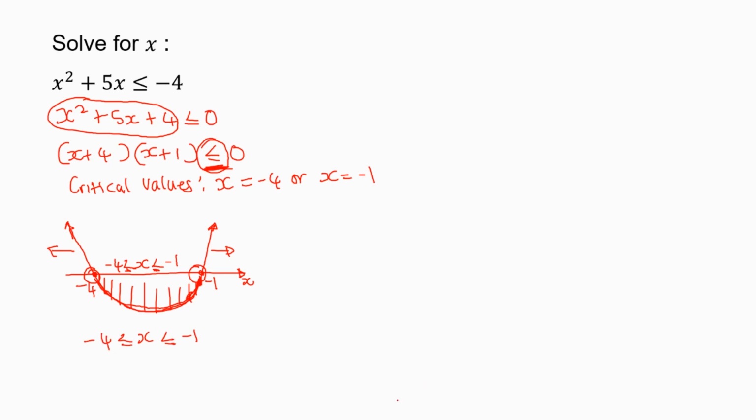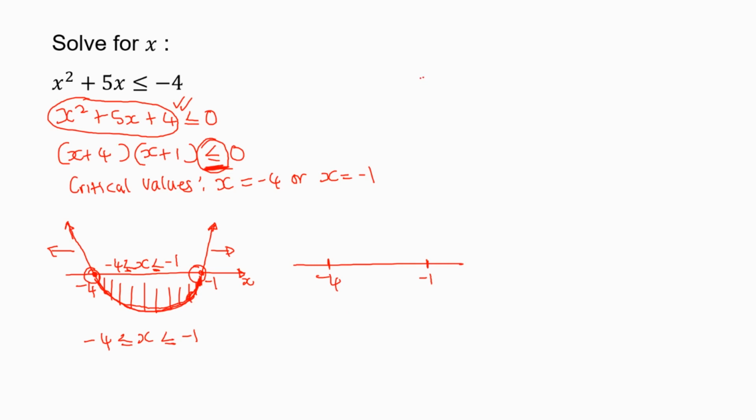The other way to do this, you have to write your critical values like this. This is negative 4, this is negative 1. And then look for any value that is less than negative 4. Let me pick maybe negative 5. We substitute into this function and see if it is going to be below 0 or greater than 0.